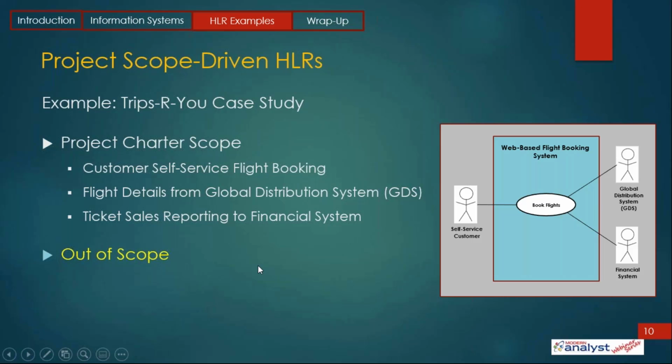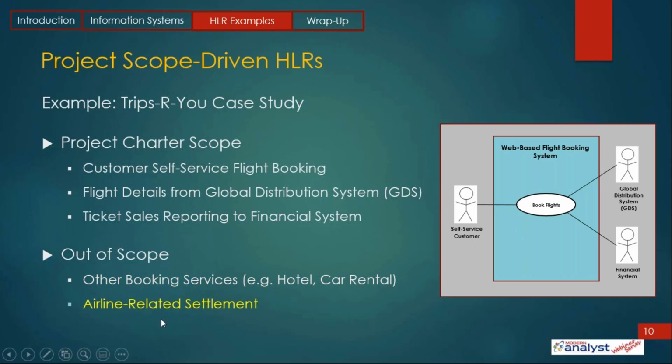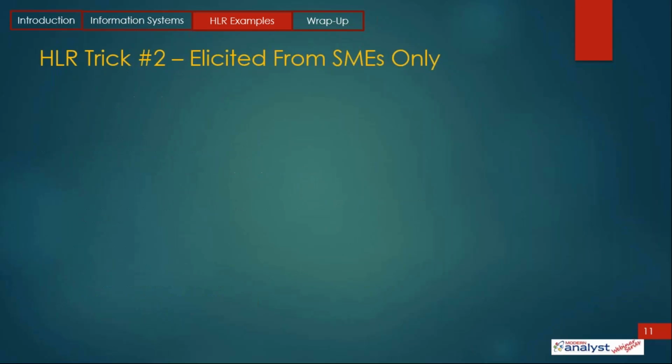A couple of out-of-scope things worth mentioning. One, the travel agency is a full service. They book hotels and car rentals, but that's out of scope for this system. And settling with the airlines. Again, having booked them, the travel agent collected the money, they have to pass that along. We won't have that in scope because the travel agent already does that with the manual ones. Okay, so that's the example we're working. Let's go on to trick number 2.